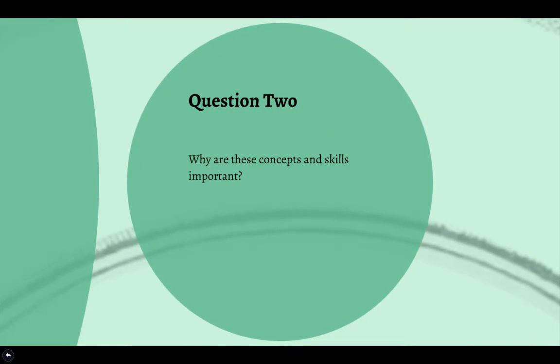Question 2, why are these concepts and skills important? Again, you want to tie the objective into the skill you want the participants to gain from the training session. Be this knowledge of a specific policy or procedure, or an ability to operate a specific system utilized in the help center.